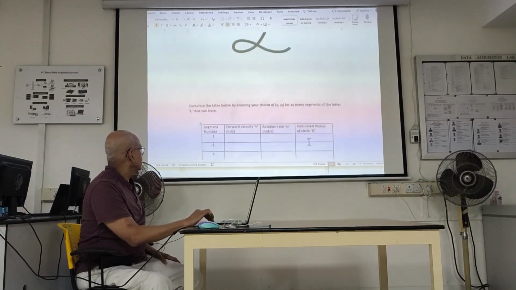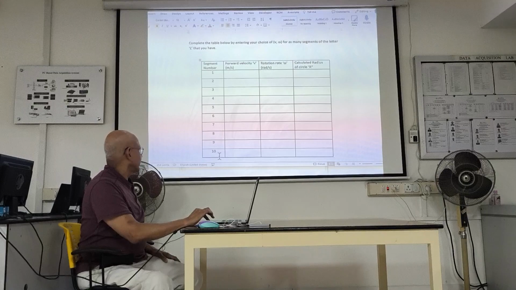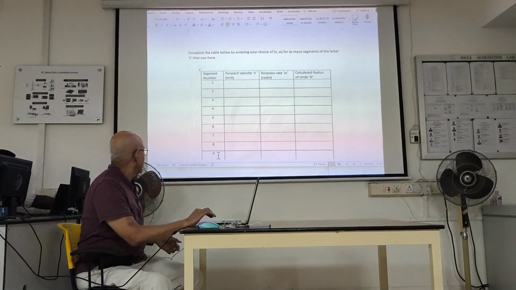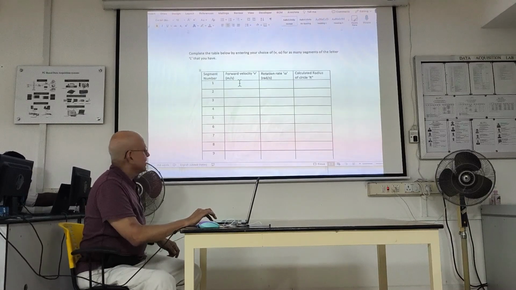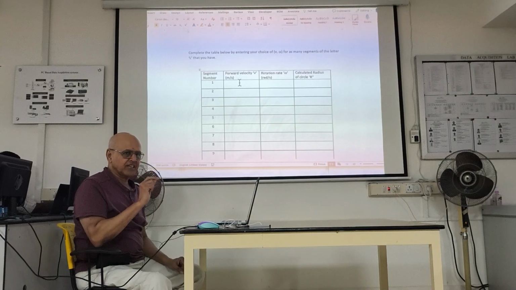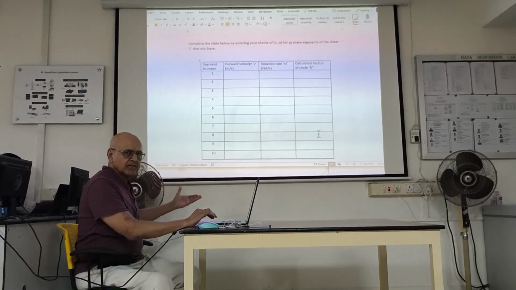So that's basically it. I also want you to fill out this table. I'm allowing for 10 segments, but you can extend the table if you want. So you're going to make a choice, right, of V and omega for each segment. So just fill in the V and omega and the calculated radius. So there's not much to do in this homework.